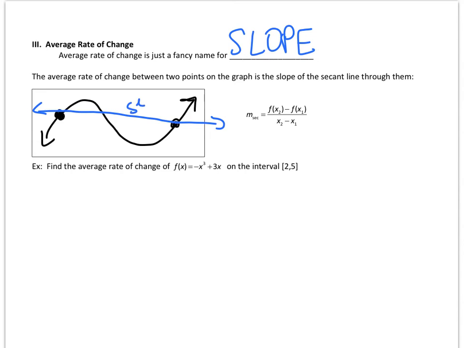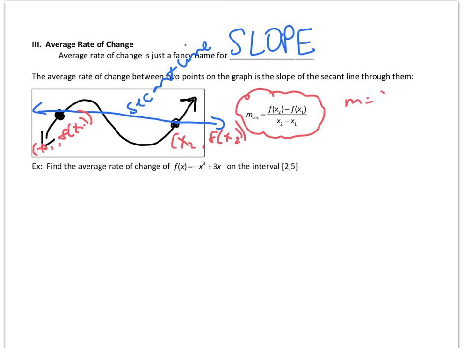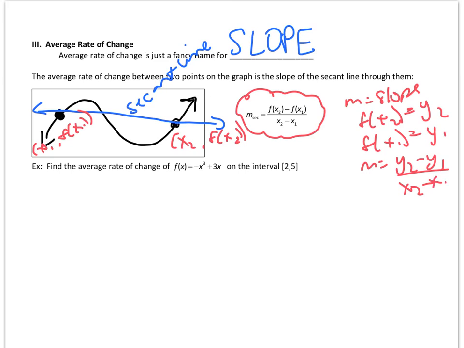So this is my secant line. And my coordinates are x1 comma f of x1, and then this one is x2 comma f of x2, or x1 comma y1, x2 comma y2. And so here is my formula. Remember, m is slope. And think of f of x2 as your y2, f of x1 as your y1. It's just your good old-fashioned y2 minus y1 over x2 minus x1 problem.